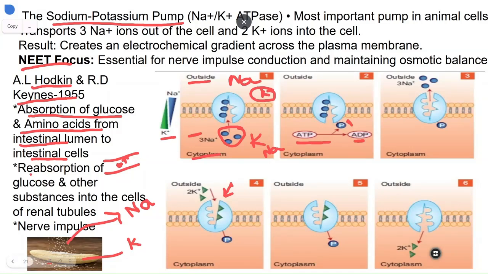Even in your kidneys, the reabsorption of glucose and other substances in your renal tubule occurs through the sodium potassium pump. And even the biggest one, the nerve impulse, right? The way information is carried from one part of the body to another part through nerve cells, that is also through the sodium potassium pump.